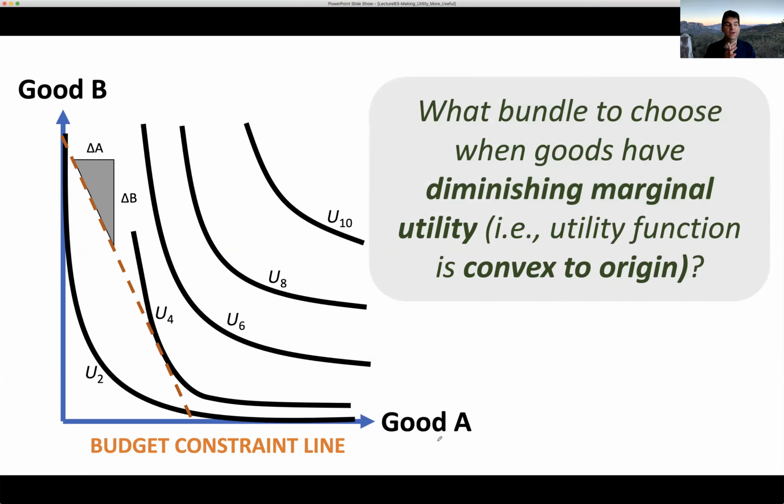Now, let's say I put diminishing marginal utility curves over here. This is how I value these two goods relative to each other. And then I also put that budget constraint line.